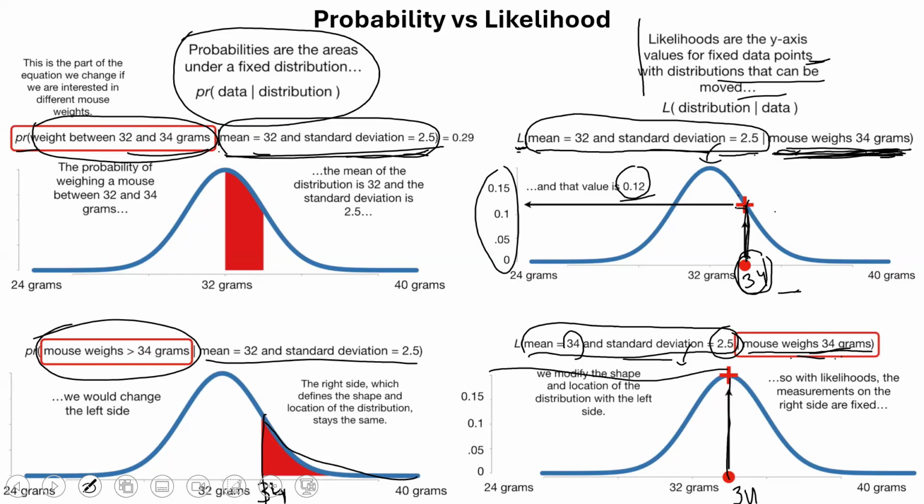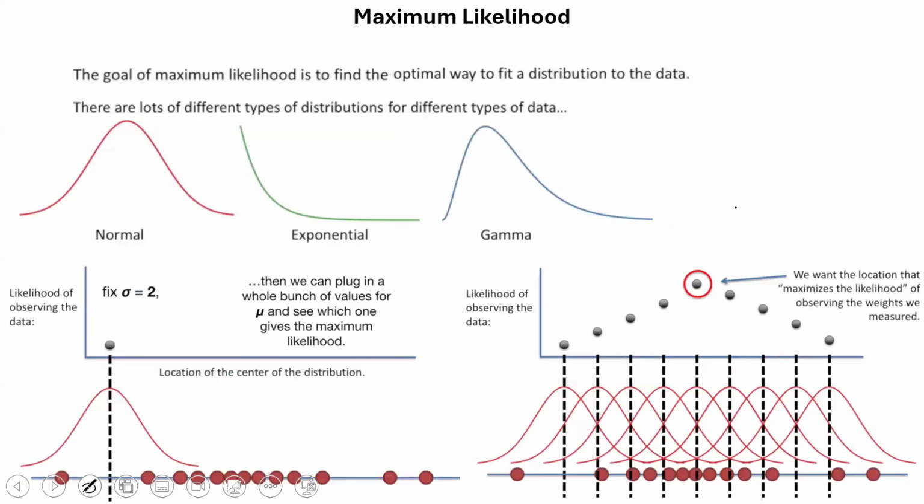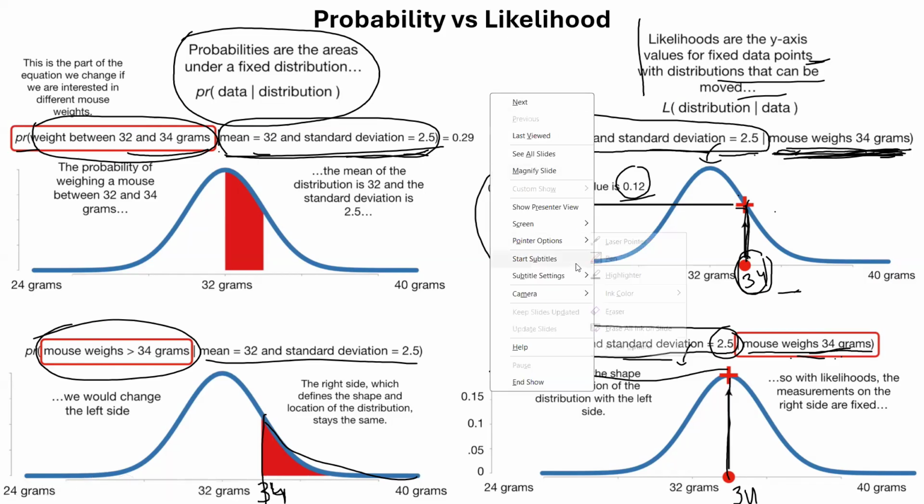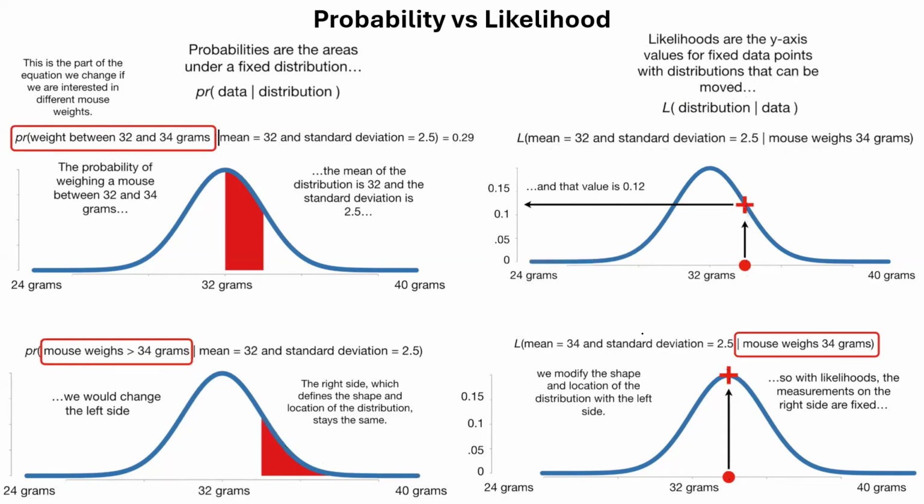Okay. Now, why do we have to calculate likelihoods, and what is maximum likelihood is what we are going to understand now. So you understood how to calculate likelihood. If you look at this particular diagram here, we are trying to calculate the likelihood of a mouse weighing 34 grams. For this distribution, we got something around 0.12. For this distribution, we got somewhere around 0.2. So the mouse weight on the right side remains constant, whereas we are changing the distribution.